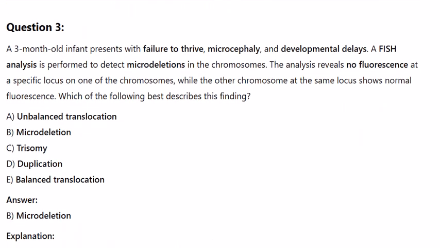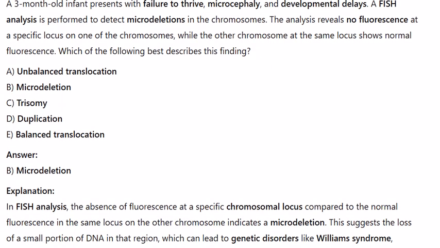Question 3. A 3-month-old infant presents with failure to thrive, microcephaly, and developmental delays. A FISH analysis is performed to detect microdeletions in the chromosomes. The analysis reveals no fluorescence at a specific locus on one of the chromosomes, while the other chromosome at the same locus shows normal fluorescence. Which of the following best describes this finding?